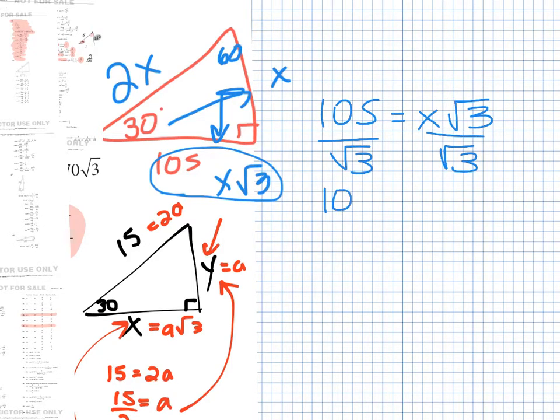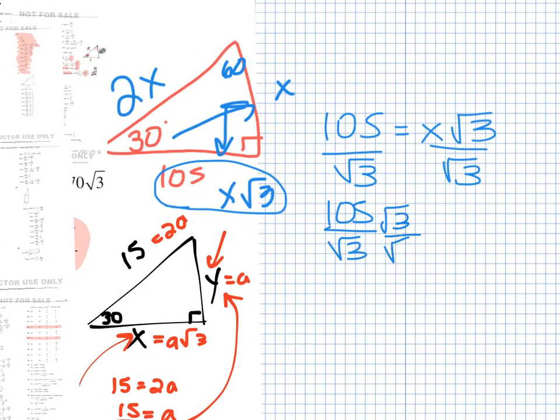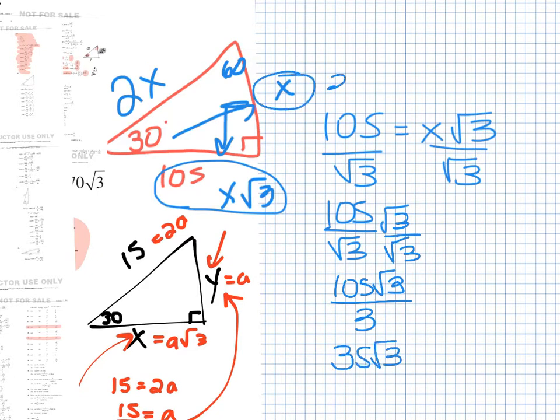And then I get 105 over root 3, and then I have to rationalize it, and I get 105 root 3 over 3, and 105 is divisible by 3. It's 35 root 3. So that's this side. And then this side would be 2 times that, or 70 root 3.